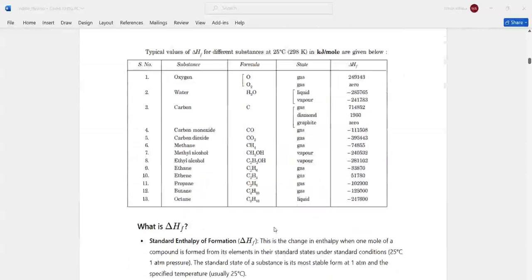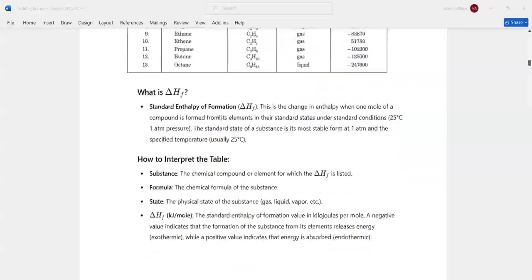Now, I want to look at several components which, once burnt in the presence of air, are able to produce energy, or heat. We will find that when you look at the change in HF, the change in HF is the standard enthalpy of formation, and this is the change in enthalpy, or change in heat energy, when 1 mole of a compound is formed from its elements in their standard states under standard conditions. And we are talking about 25 degrees Celsius and 1 atmosphere of pressure.